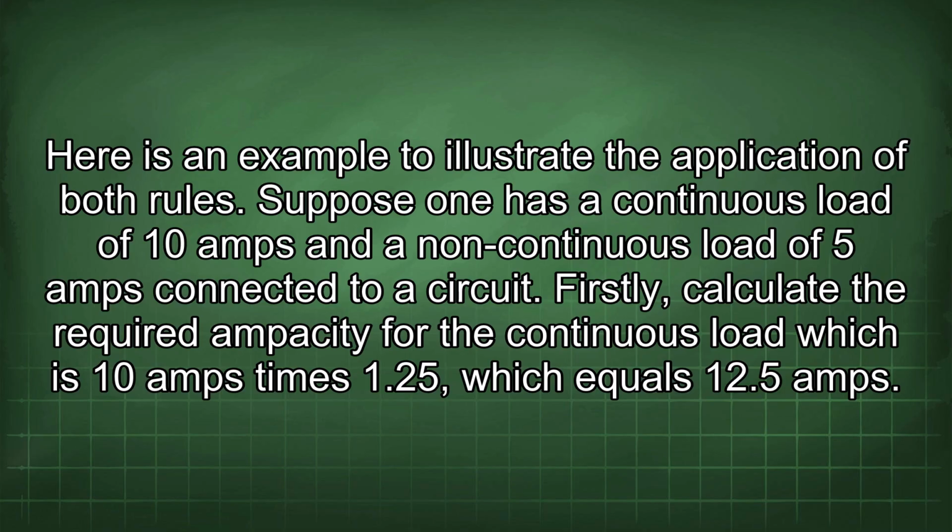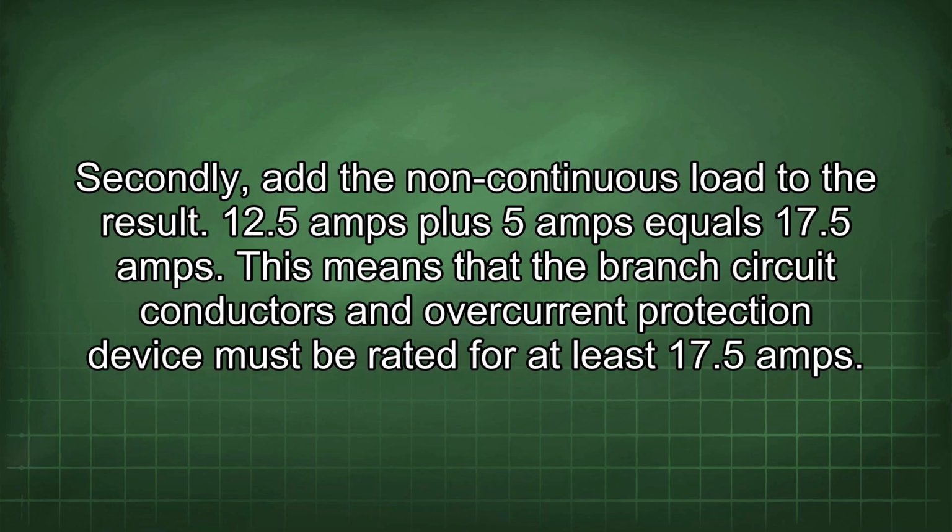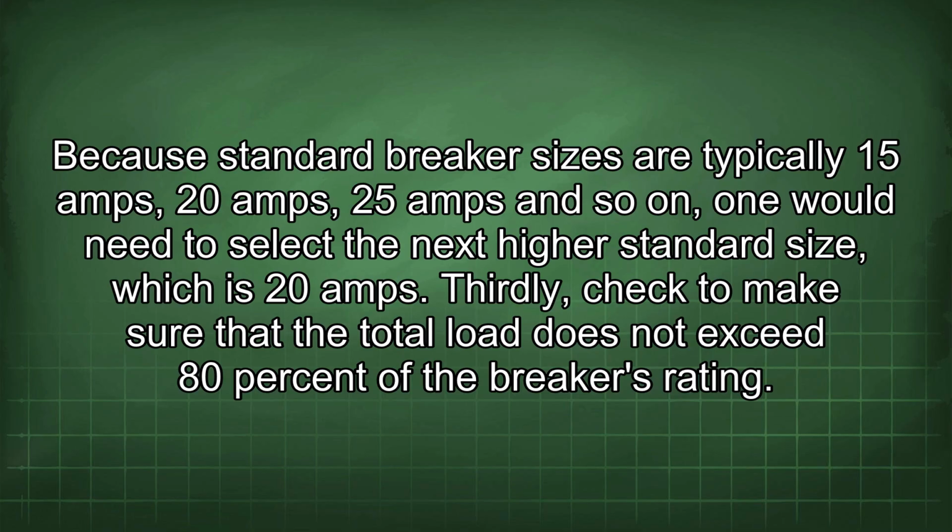Suppose one has a continuous load of 10 amps and a non-continuous load of 5 amps connected to a circuit. Firstly, calculate the required ampacity for the continuous load, which is 10 amps times 1.25, which equals 12.5 amps. Secondly, add the non-continuous load to the result. 12.5 amps plus 5 amps equals 17.5 amps. This means that the branch circuit conductors and overcurrent protection device must be rated for at least 17.5 amps. Because standard breaker sizes are typically 15 amps, 20 amps, 25 amps, and so on, one would need to select the next higher standard size, which is 20 amps.